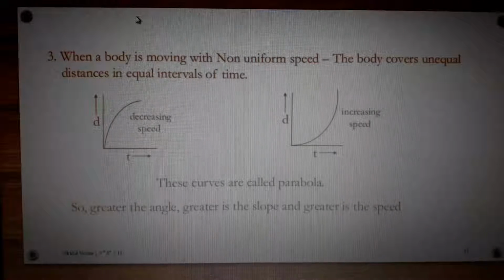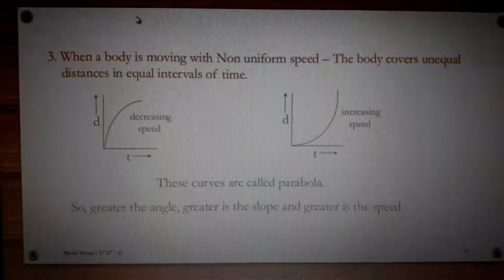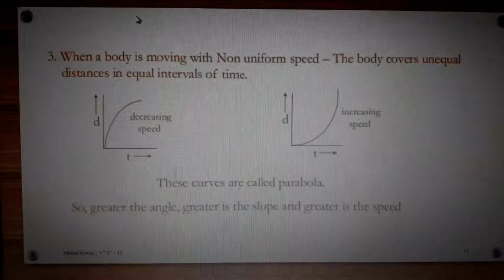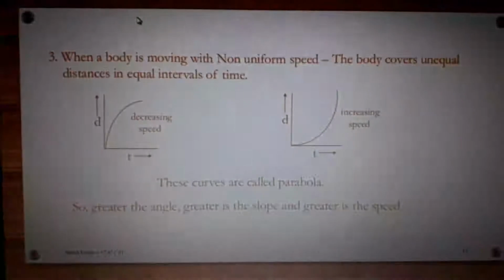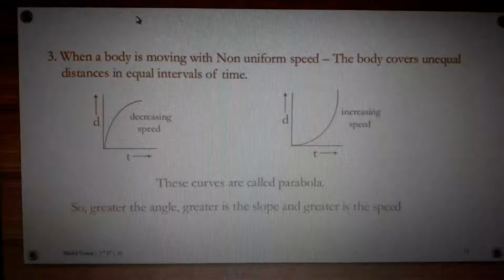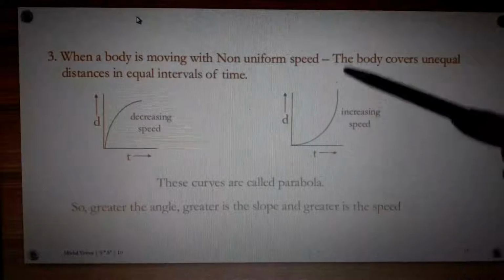When a body is moving with non-uniform speed, what will happen? That means sometimes the speed is increasing, sometimes the speed is decreasing. But in this case, one difference is there. See, the body covers unequal distance in equal intervals of time. That means the speed is not uniform. If slowly its speed is decreasing, then the graph will be like this. Or if the speed is increasing, the graph will be like this.